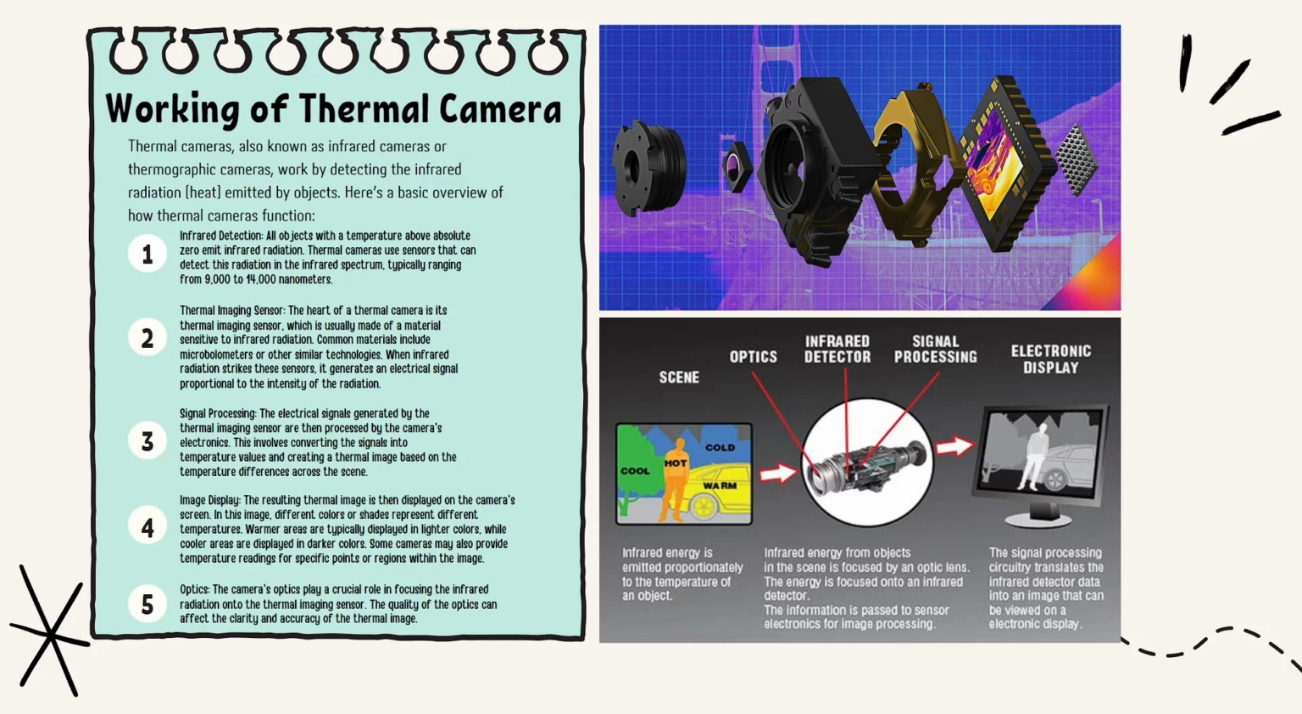The user interface of the thermal camera allows adjustments, in the sense we can change the way we view the image, and the final image helps visualize temperature differences, making thermal cameras very valuable in applications like night vision, industrial inspections, and medical screenings. As you can see on the screen, these are the parts which a thermal camera consists of: an infrared detector, optics, signal processing unit, image display, and a user interface screen, which we'll get into detail in the next slide.